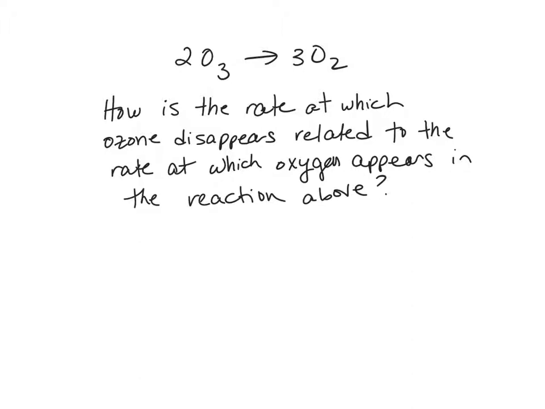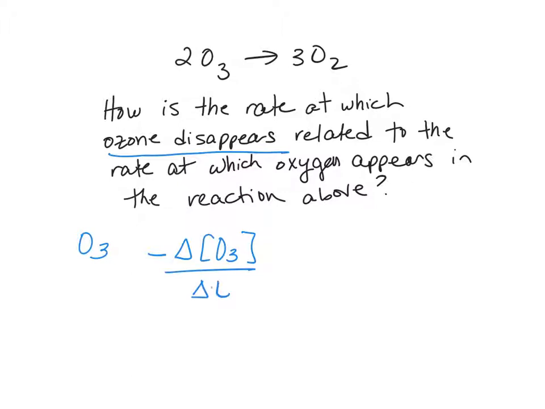So let's work 2 practice problems. How is the rate at which ozone disappears related to the rate at which oxygen appears in the reaction above? So ozone disappearing, ozone is O3, and so the rate at which ozone disappears would be minus the change in ozone over the change in time. That's how we would write the rate at which ozone disappears.